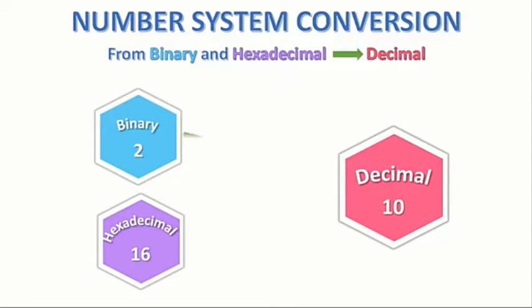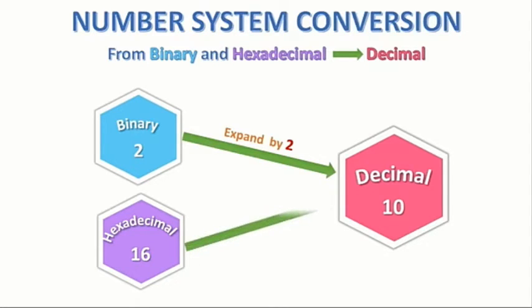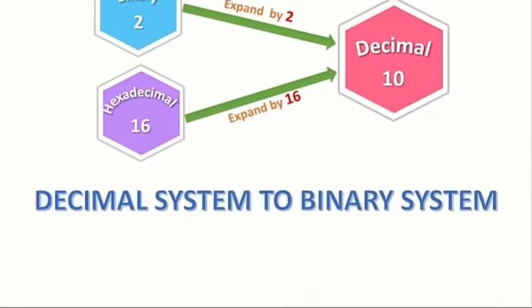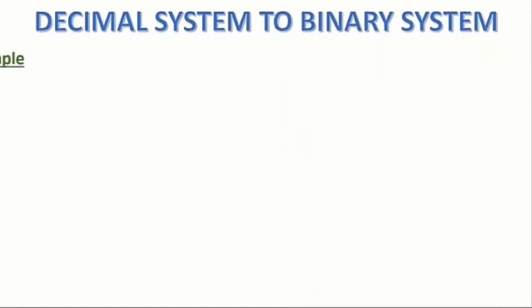First, if you want to convert binary to decimal, then you will expand by 2. Similarly, if you want to convert decimal to hexadecimal, you will expand by 16. Okay, students, now you will check the examples, decimal to binary number system.